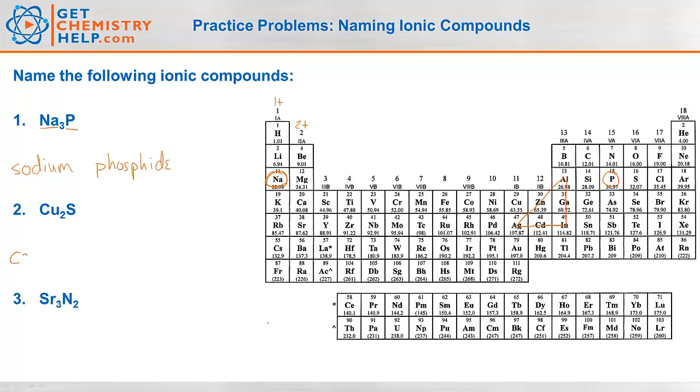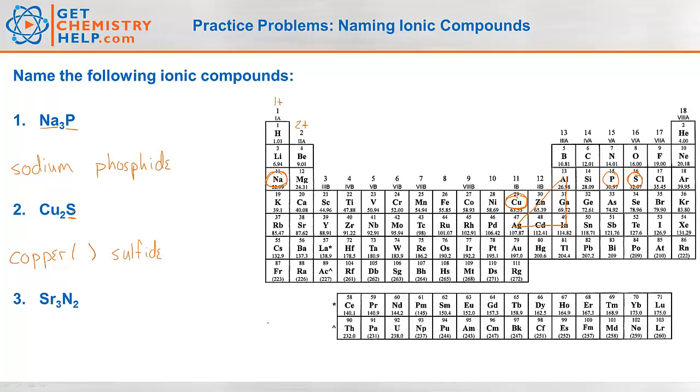How about this one? Cu is copper. Will copper need a Roman numeral? Well, copper lives right here, so it's not in group 1, it's not in group 2, it's not in our magic triangle, so the charge can vary, so yes, it's going to need a Roman numeral. Well, the way we figure out the charge on the copper is by looking at the nonmetal, or the anion in this case. So that's sulfur. We said sulfur just becomes sulfide. Nonmetals, the ending just changes to "ide."